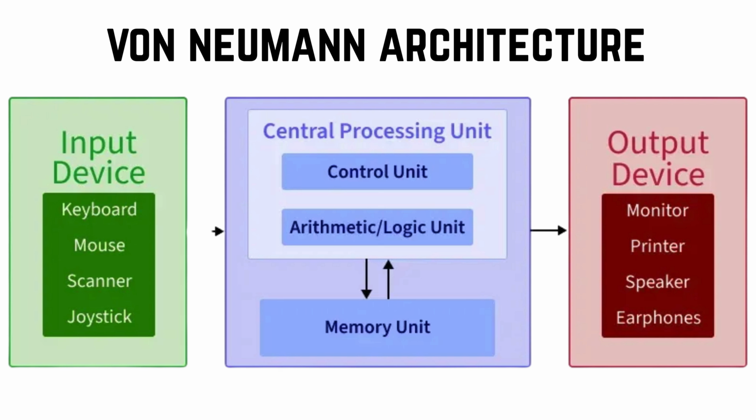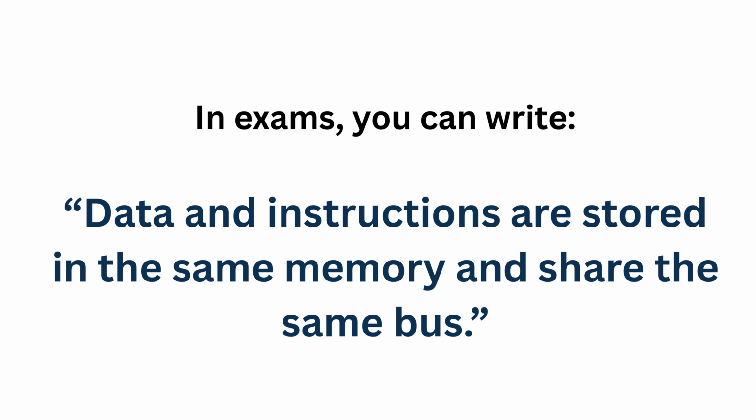Now imagine this office has only one file cabinet. Inside this cabinet, instructions and data. Both are stored together. This is called the von Neumann architecture. In exams, write this exactly. Data and instructions are stored in the same memory and share the same bus.